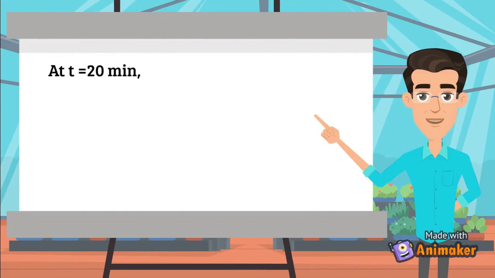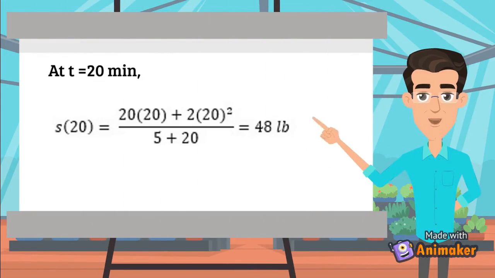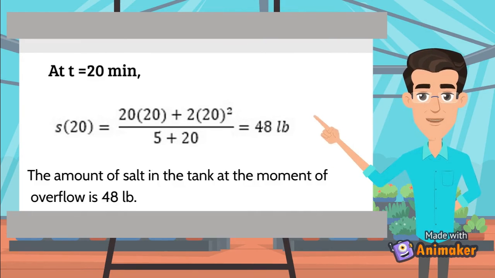As we know, the tank overflows at t equal to 20 minutes. So, substitute 20 into the equation, and we get the answer as shown here. Therefore, the amount of salt in the tank at the moment of overflow is 48 pounds.